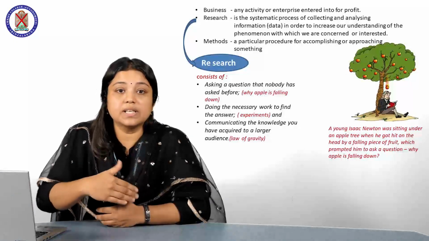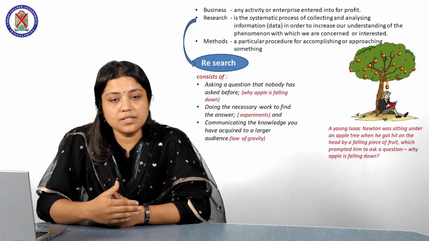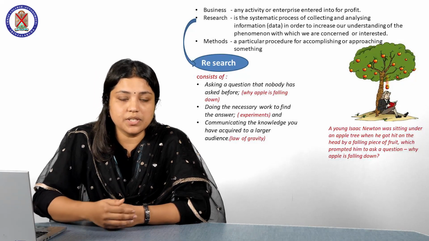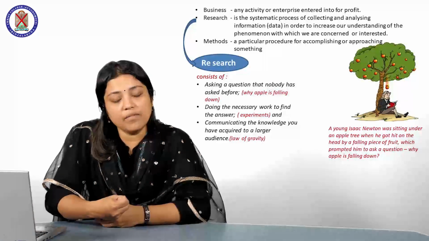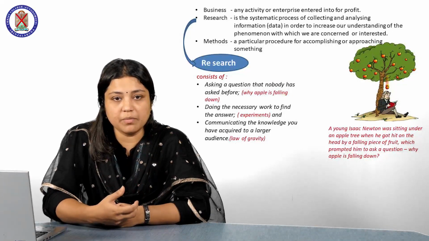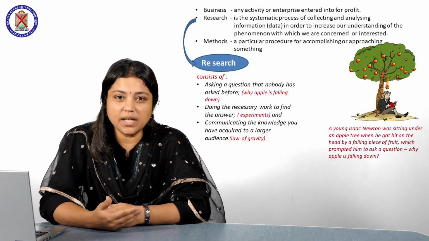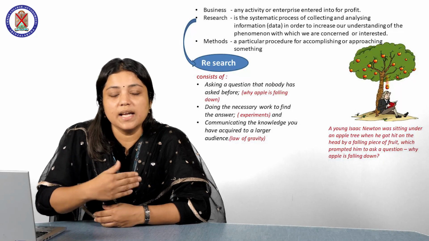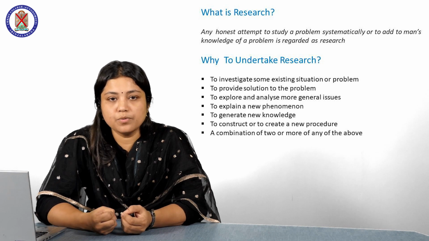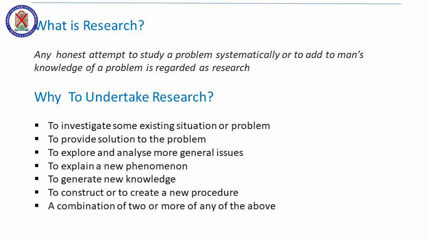We will correlate it with a kind of experiment. Next, the researcher needs to communicate the same to a larger audience, that is, through the experimentation, how he has got the solution, that is the theory. If you have formulated a kind of theory through experimentation, that is termed as communicating it to the larger audience. In this case, it is the law of gravity. So research is any kind of honest approach undertaken by the researcher to add to their own knowledge, to understand a particular phenomenon. We can call it research.